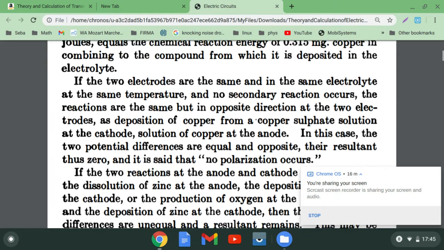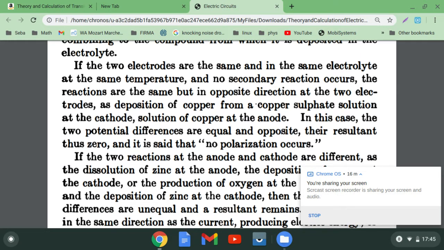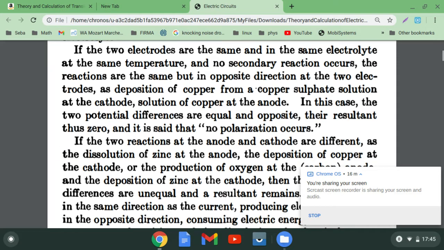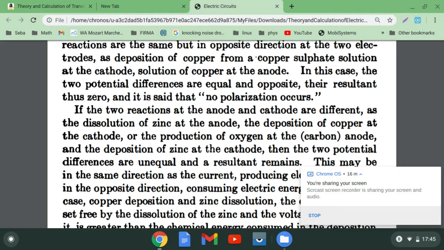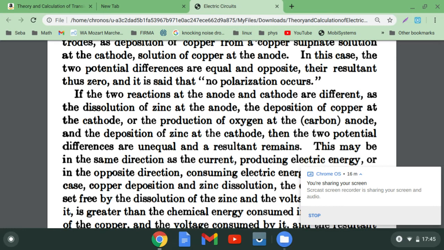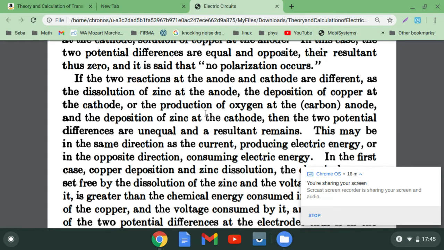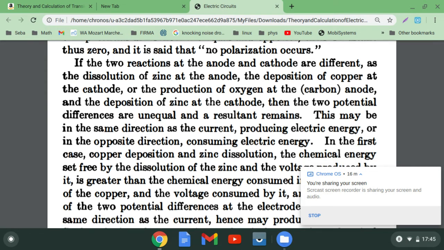Deposition of copper from a copper sulfate solution at the cathode, solution of copper at the anode. In this case, the two potential differences are equal and opposite. The resultant is thus zero, and it is said that no polarization occurs.